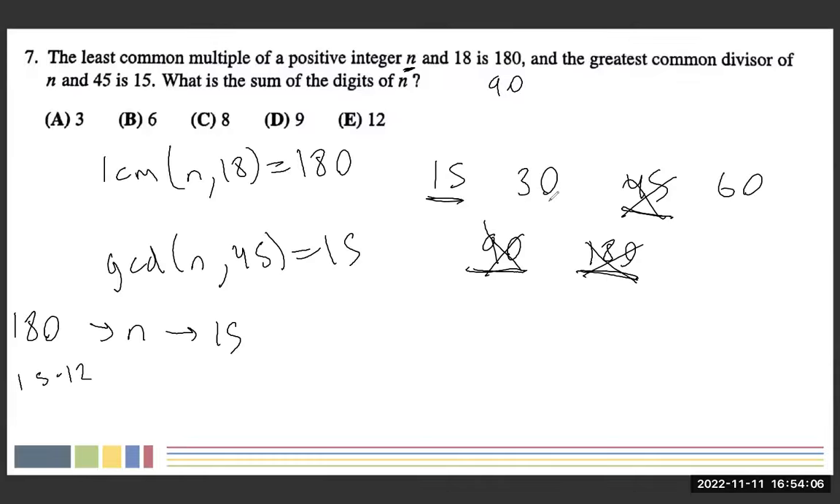And it's the same case with 30. The LCM of 30 and 18 would just give us 90, right? So these 3 also don't work. So our only answer left is 60. And the sum of the digits is just 6 plus 0, which is 6.